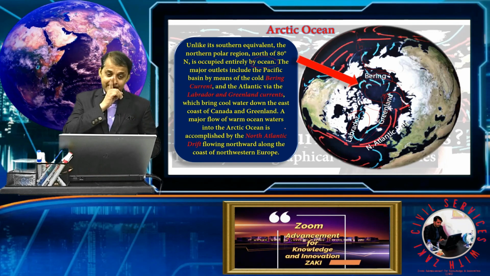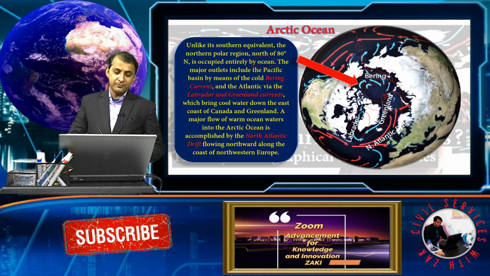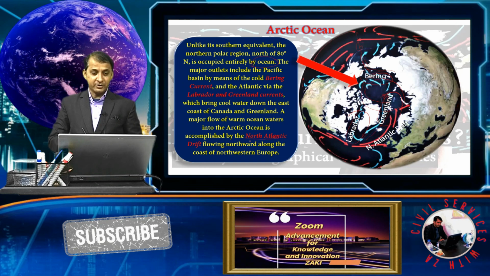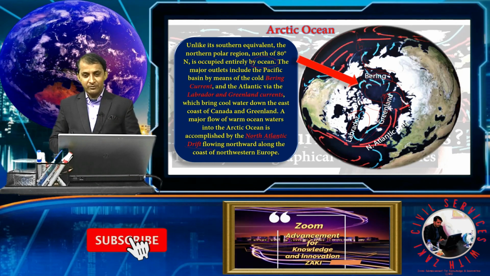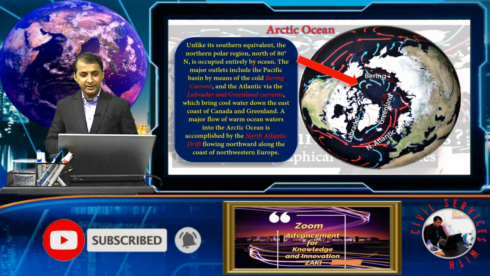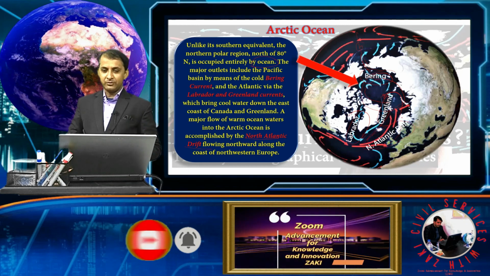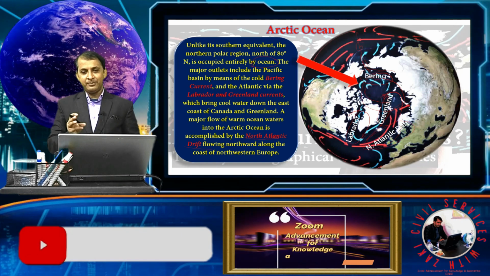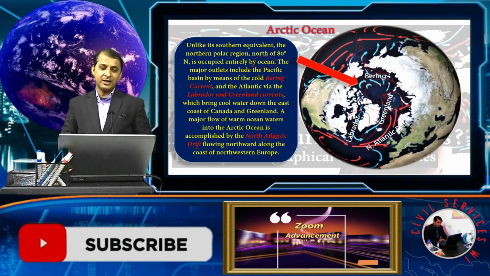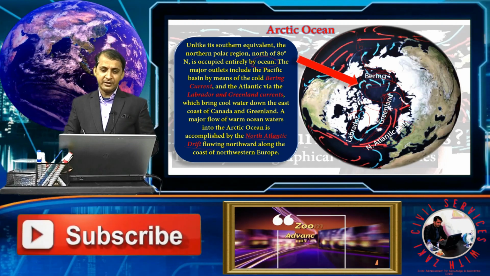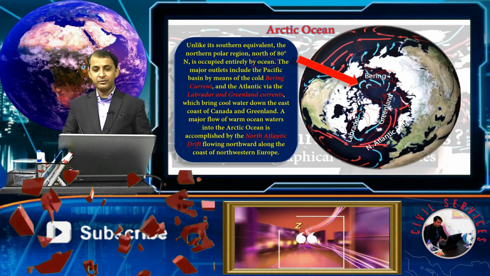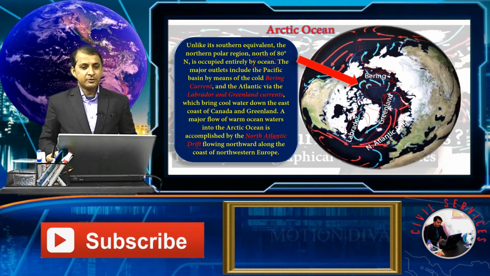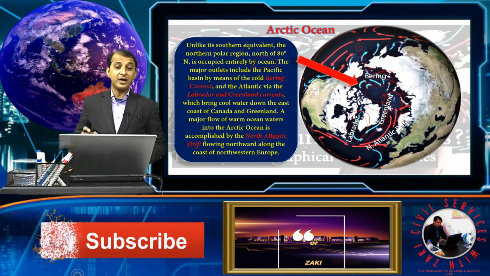A major flow of warm ocean water into the Arctic Ocean is accomplished by the North Atlantic Drift. So the major warm current is the North Atlantic Drift along the coast of northwestern Europe. The major currents in the Arctic Sea are the Bering, Greenland, and Labrador currents, and also the North Atlantic Drift somewhat in Western Europe. So these are the ocean currents in the Arctic Ocean.